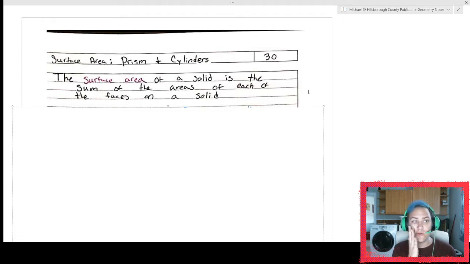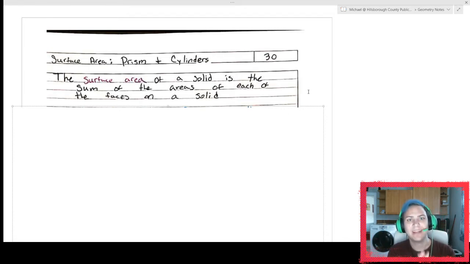So for example, if you had a pentagonal prism, you would have a pentagon on the bottom and a pentagon on the top, so two pentagons, and then you'd have 5 rectangles around. So you're going to find the area of the pentagon on the top, pentagon on the bottom, the 5 rectangles on the side, and then add all 7 of those shapes together.